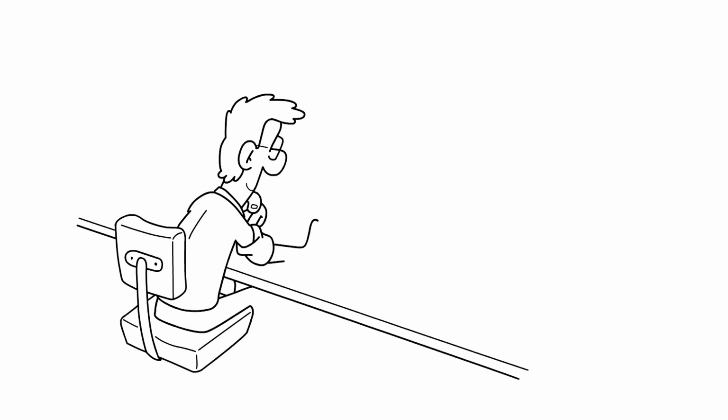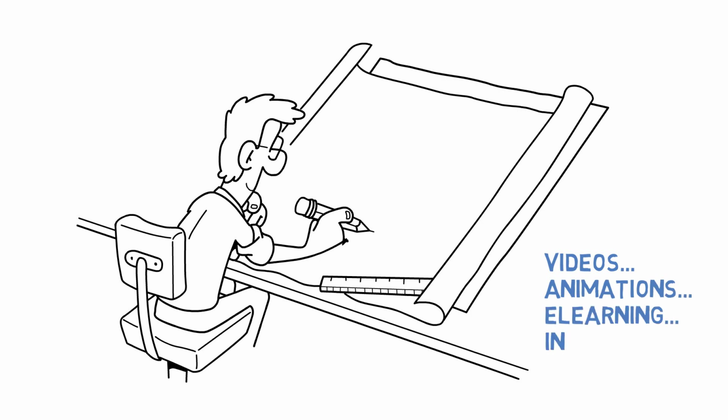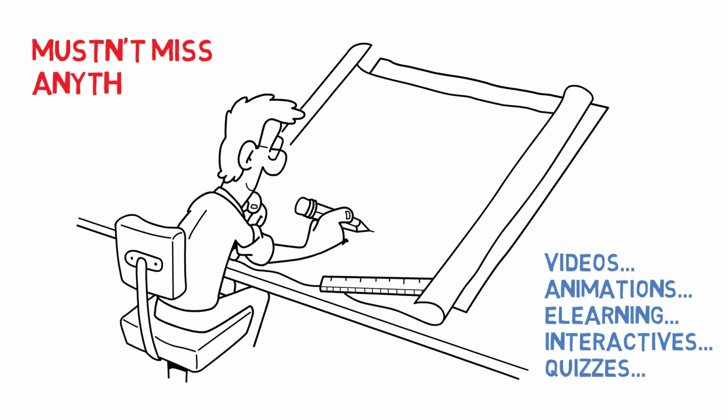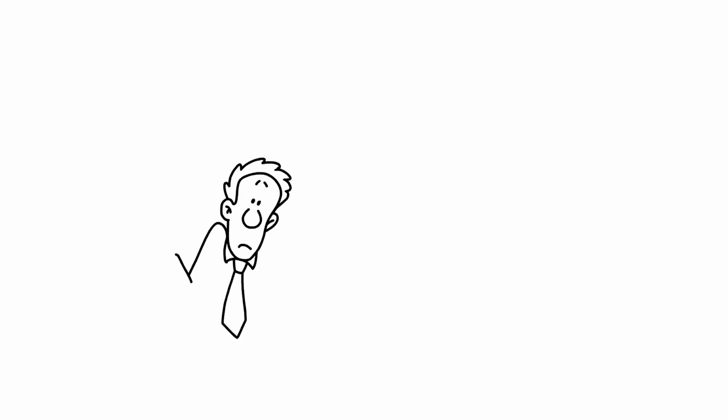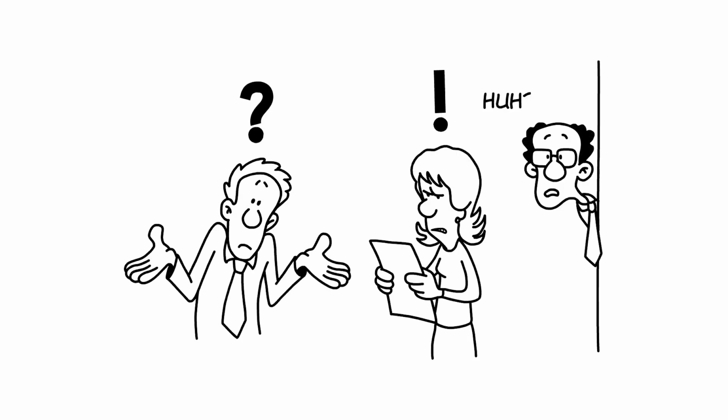You take that content and turn it into a variety of different kinds of media. This might be videos, animations, e-learning files, interactives, and quizzes. You make sure not to miss any of the precious content that you've been asked to include. After spending considerable time creating the training, you distribute it to the learners, and they grumble.